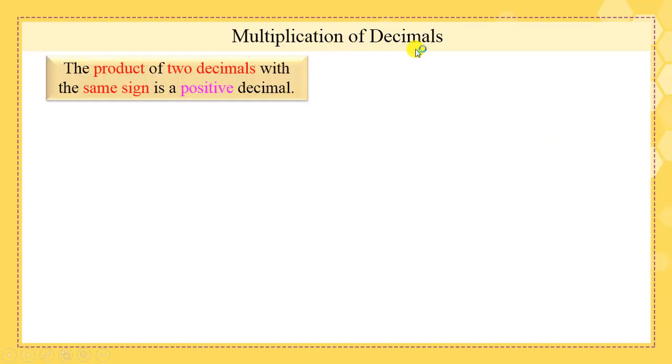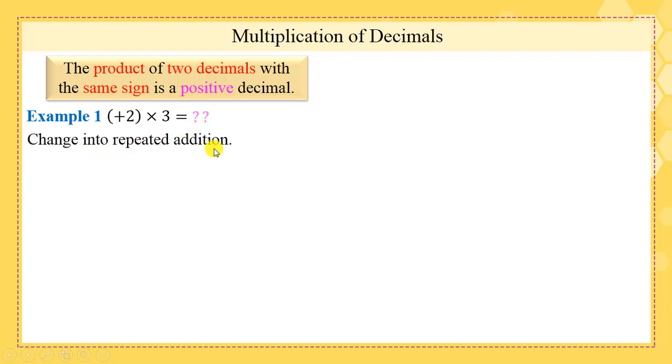Multiplication of decimals. The product of two decimals with the same sign is a positive decimal. Example: positive 2 times 3 equals. To know this product, let's change into repeated addition. Positive 2 times 3 means that positive 2 is added 3 times. Positive 2 plus positive 2 plus positive 2.